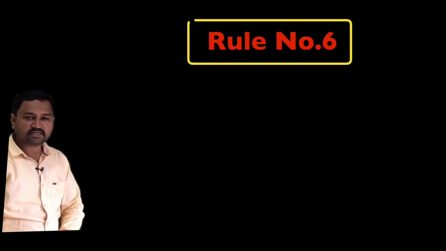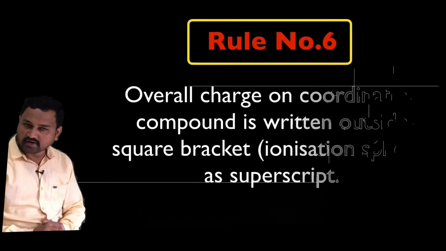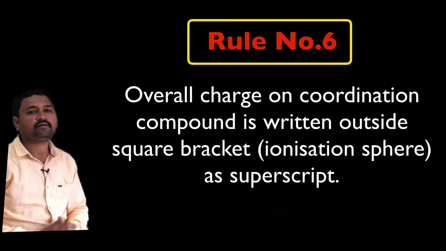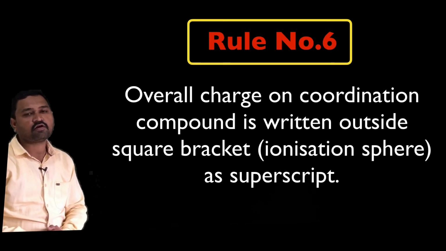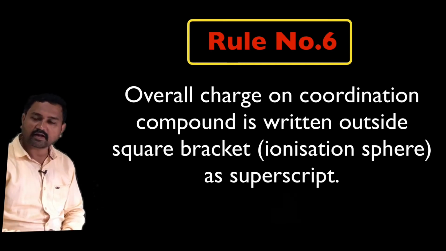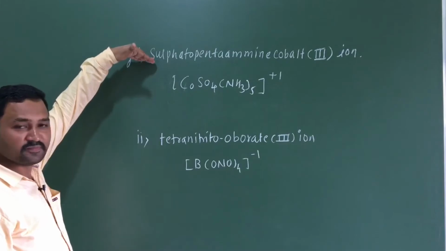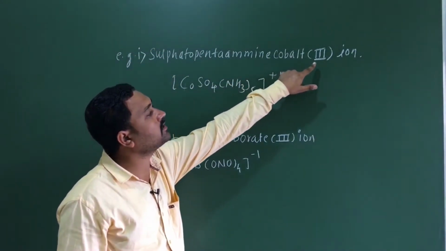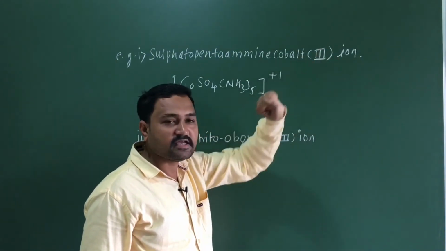Now the rule number 6, that is our last rule. The overall charge on the coordination species is written outside the square bracket as a superscript while writing the formula of these coordination compounds. Let us consider a simple example regarding this one. So here you can observe that I have taken 2 simple examples, that is sulfatopentaamminecobalt, oxidation state 3 for your central metal atom, and it is an ion.